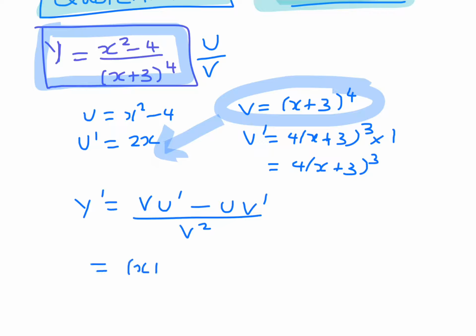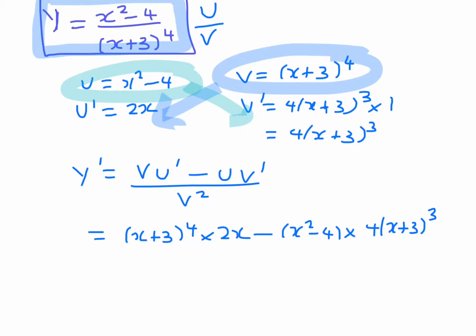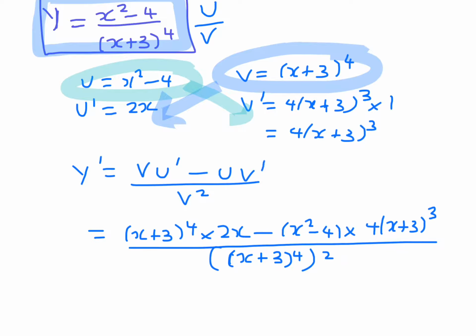So that's going to be (x plus 3) to the power of 4 times 2x minus, and now I'm just going to take it to the other one, so the x squared. Okay, so it's going to be minus (x squared minus 4) times v dash, which is 4(x plus 3) to the power of 3. And this is all over (x plus 3), this is v to the power of 4, but then it is squared.